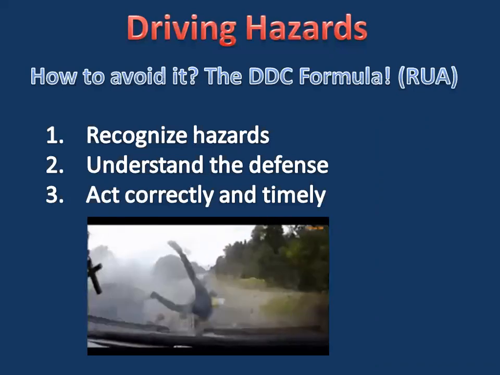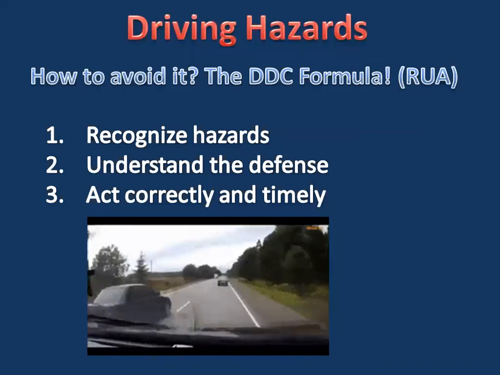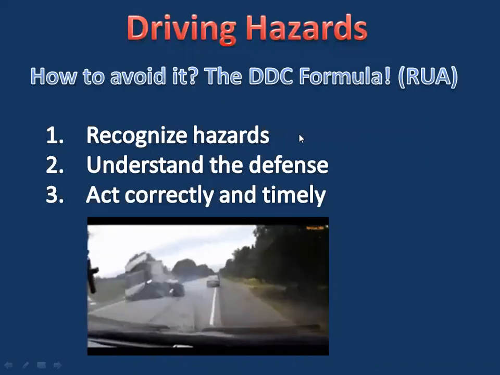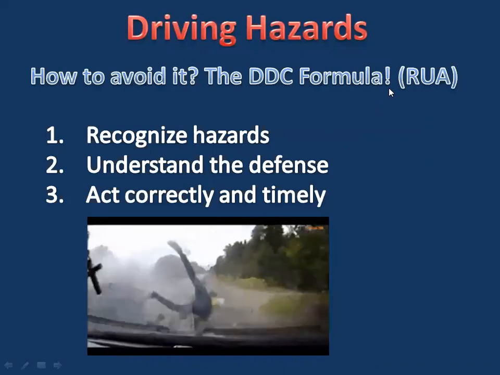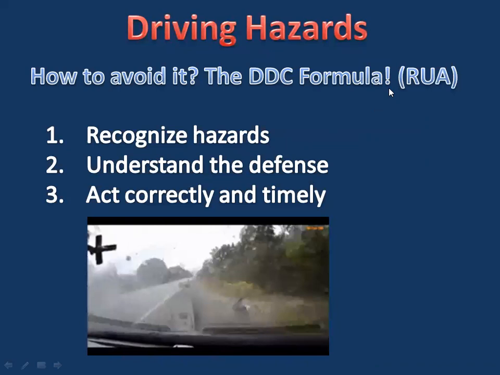So how to avoid it? The DDC formula, or RUA. Number 1, recognize the hazards. Scan ahead, around, and behind your vehicle. In the cities, scan one or two blocks ahead. In rural areas or on expressways, scan to the next hill, curb, or overpass.